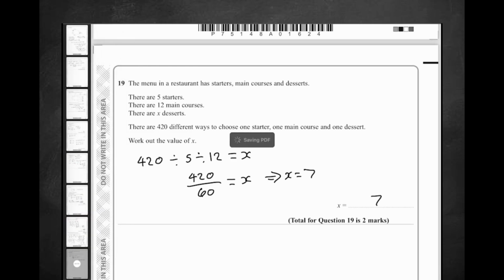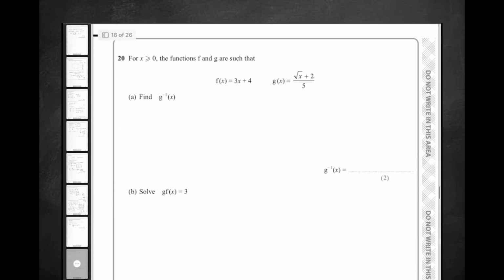After the long questions we've just had, having a short one like that is quite a nice little break.